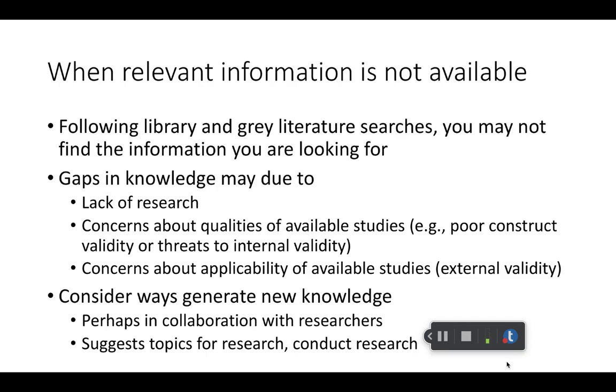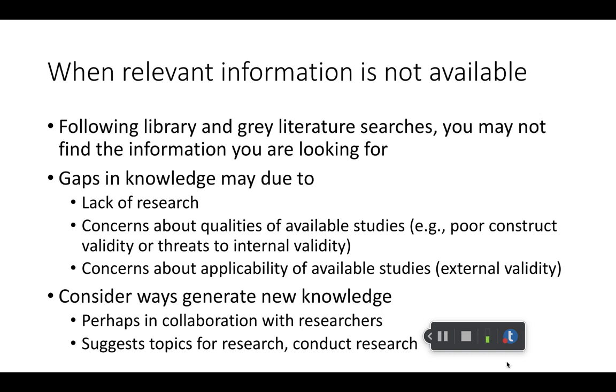So when relevant information is not available, there are several other things we can do. Following our library and gray literature searches, you may not find what you're looking for. Gaps in existing knowledge could be due to a lack of research in the area, or concerns that we have about qualities of available studies. For example, studies may have poor construct validity or have threats to internal validity that make us concerned about their integrity. We may have concerns about the applicability of available studies to our context.